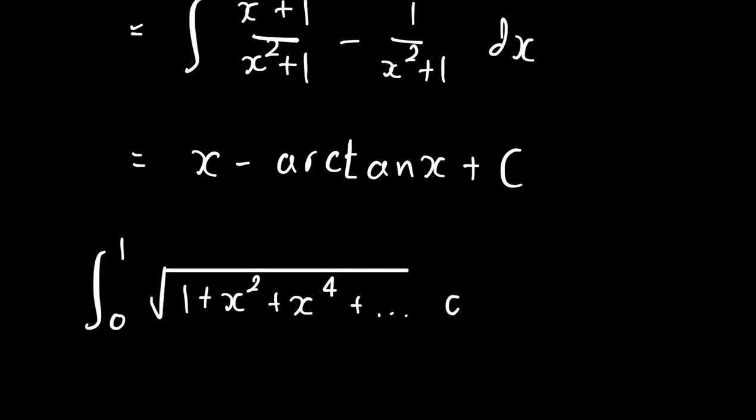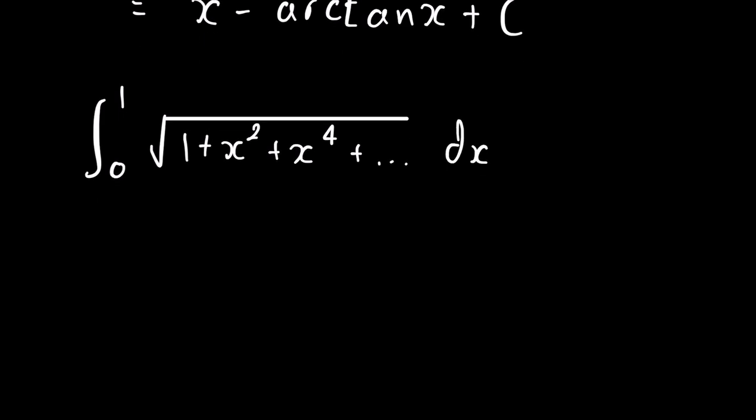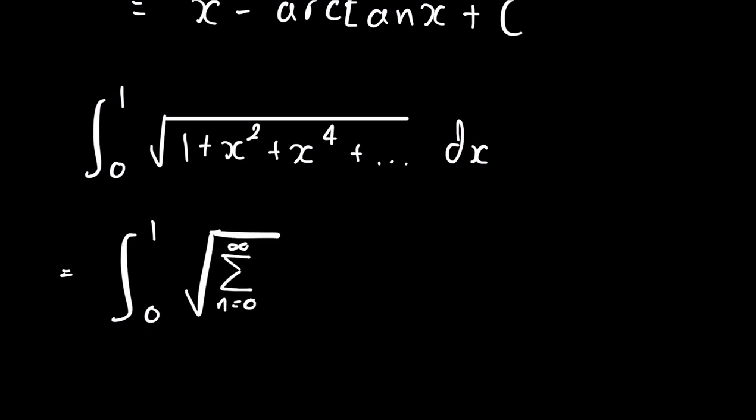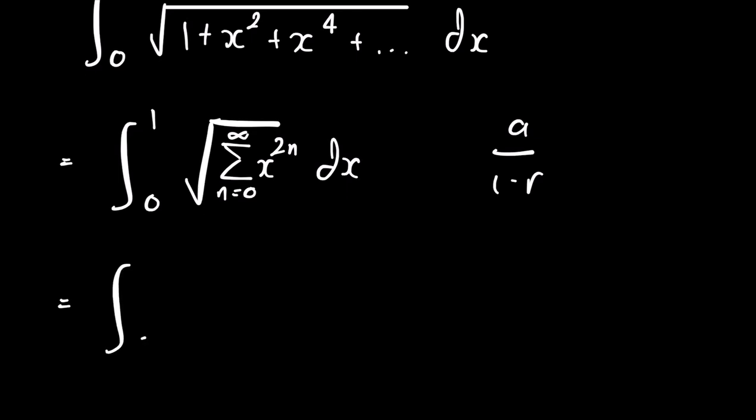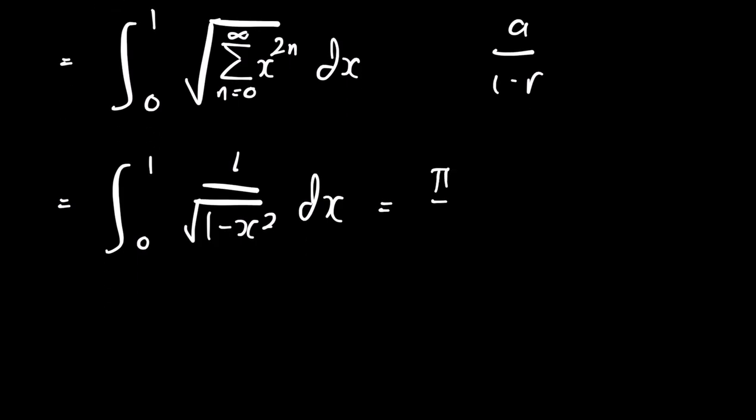In this case, since it's from 0 to 1, it will converge, and this geometric series we can evaluate as the sum from 0 to infinity of x to the 2n. Using the formula a over 1 minus r, we can evaluate this as 1 over 1 minus x squared. So now we have the integral of 1 over root 1 minus x squared. You can do this with hyperbolic sub or regular trig sub. I'd rather do regular trig sub of x equals sine theta. You end up getting pi over 2 as your answer.